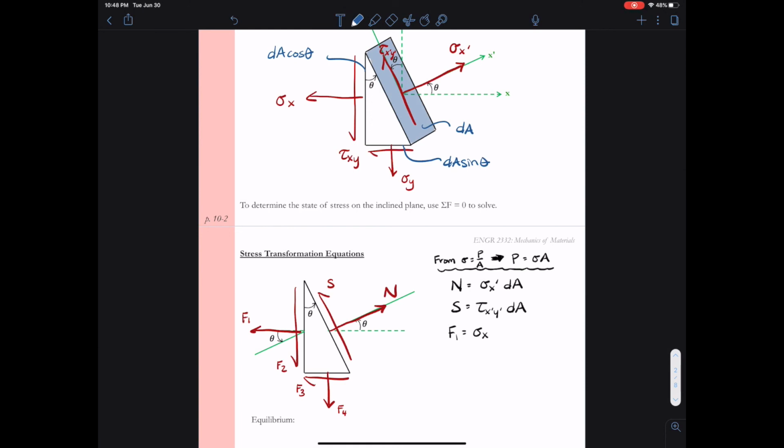So remember, we define dA as the area along the hypotenuse of the wedge. So we then need to take dA times cosine theta to get the area of just the vertical portion of the wedge. And likewise, the bottom part of the wedge will be dA sine theta in terms of area. I can keep going. F2 will be tau xy dA cosine theta, F3 tau xy dA sine theta, and F4 sigma y dA sine theta.